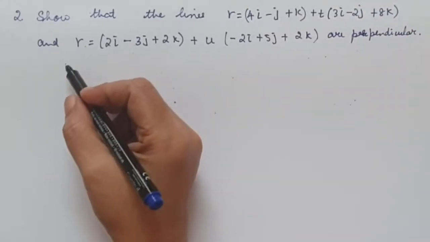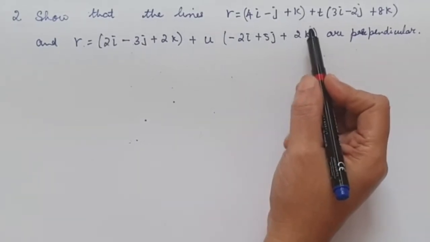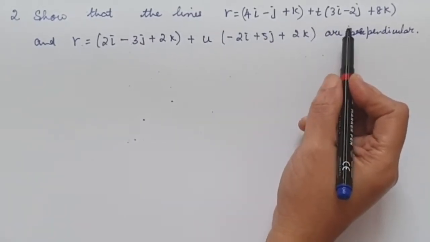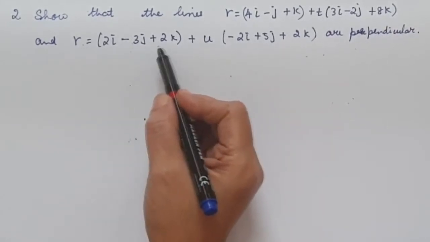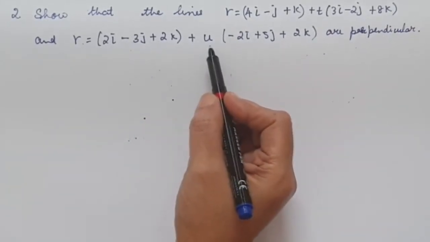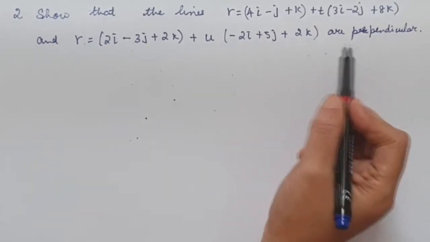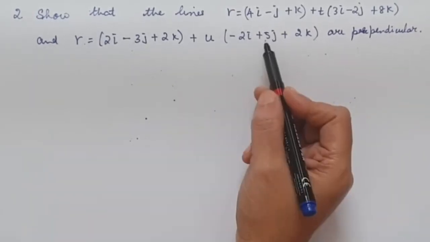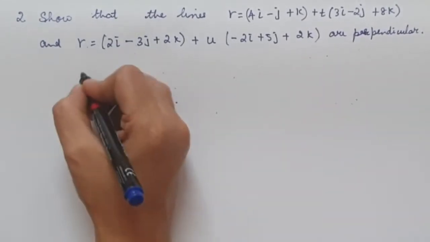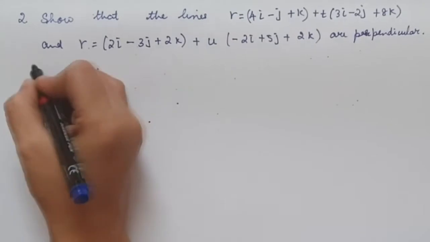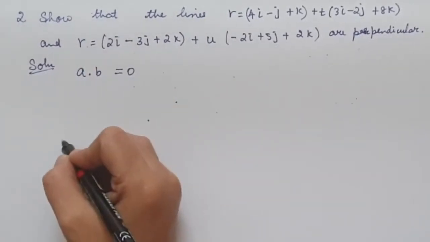The second question: show that the lines r equal to 4i minus j plus k plus t into (3i minus 2j plus 8k) and r equal to 2i minus 3j plus 2k plus u into (minus 2i plus 5j plus 2k) are perpendicular. So now we need to show that they are perpendicular. In order to show that, it is enough if we show that our scalar product, that is A dot B, equal to 0.